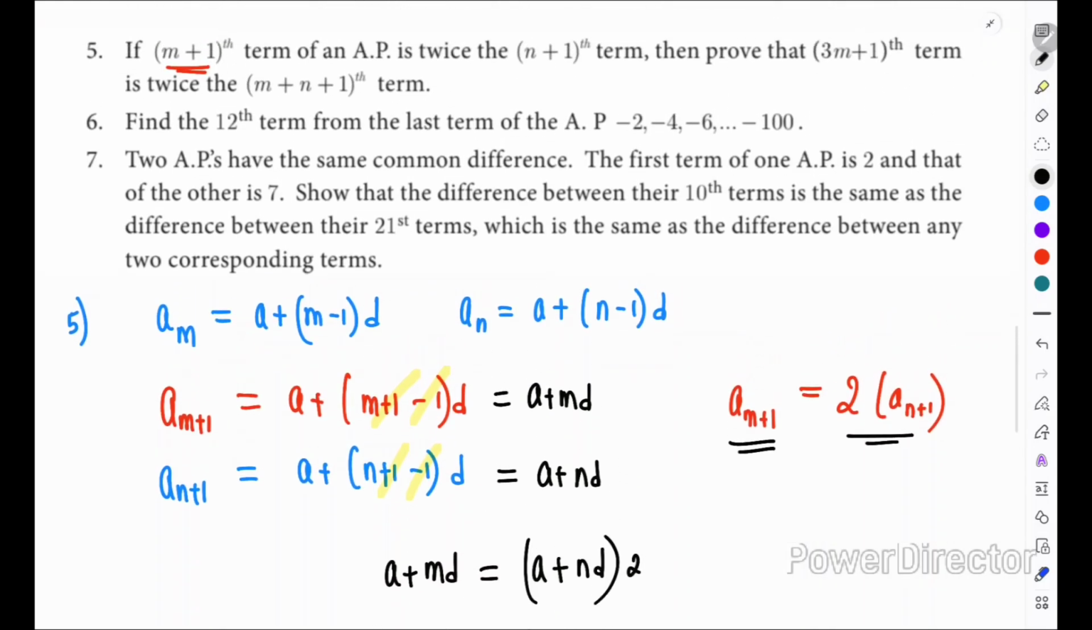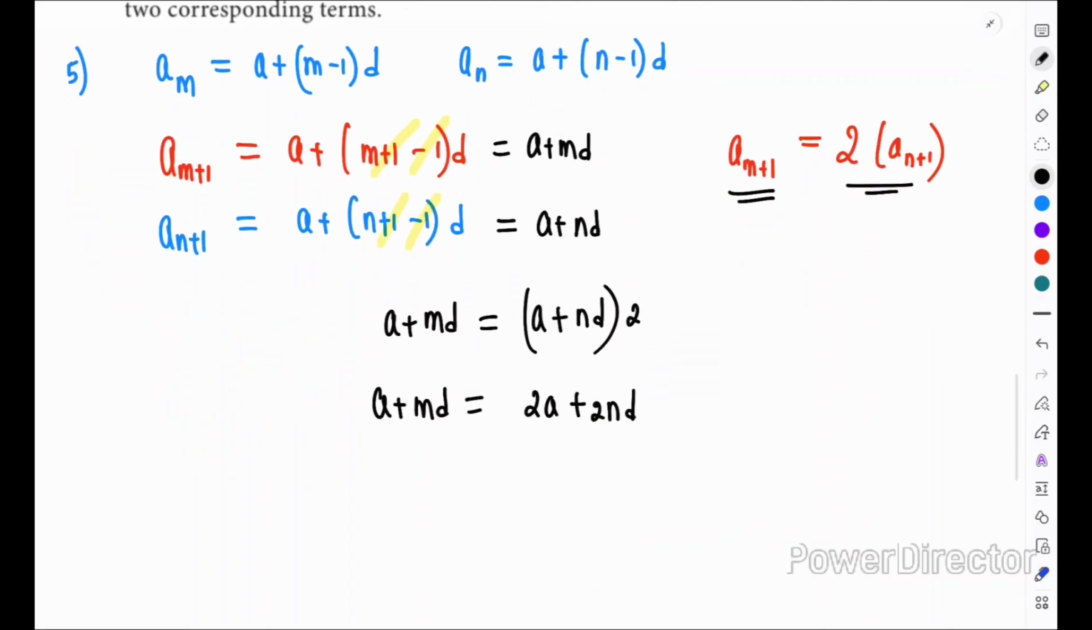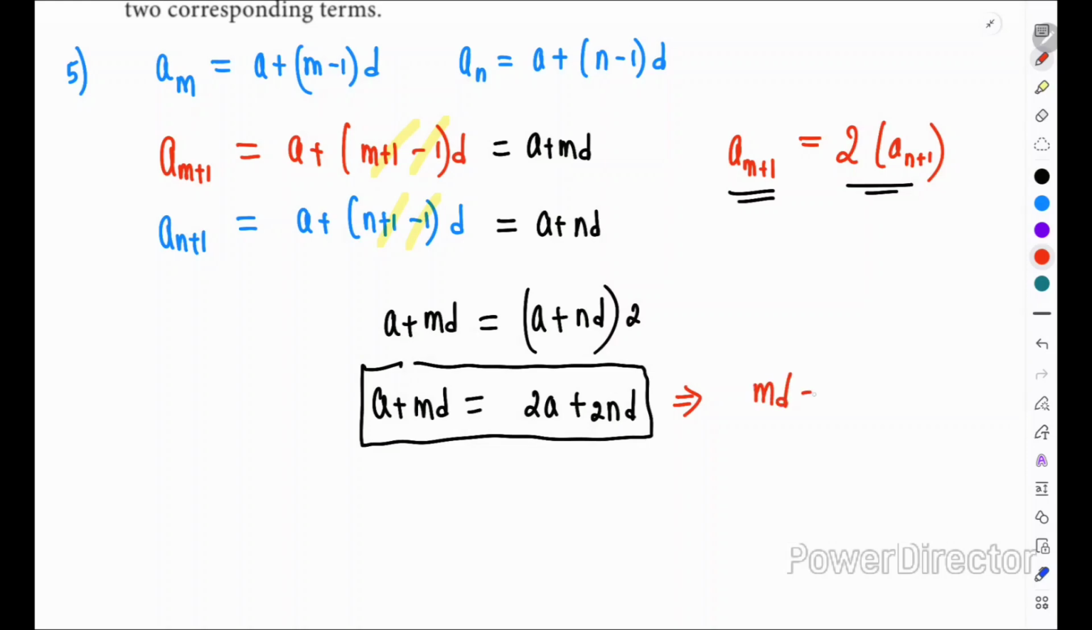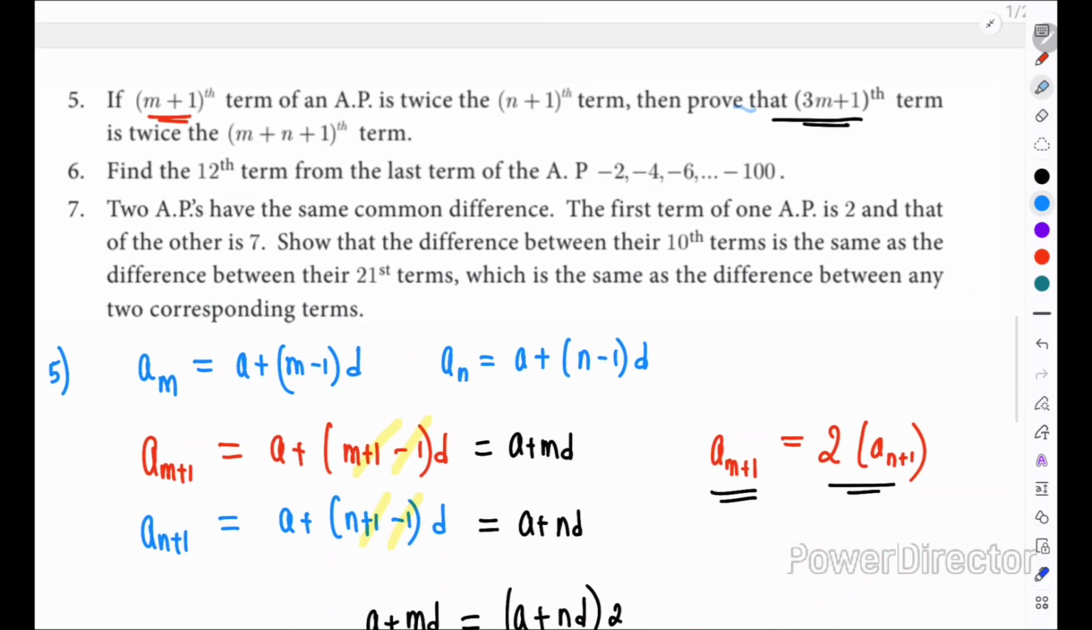Now let us see what the question is asking. Then prove that the 3m plus 1th term is twice the m plus n plus 1th term. So we have concluded something like this, right? I can write this one further like this also. See, I can write md is equal to a plus 2nd. Why? Because I can cancel this 2a and this a. Yes, fine.